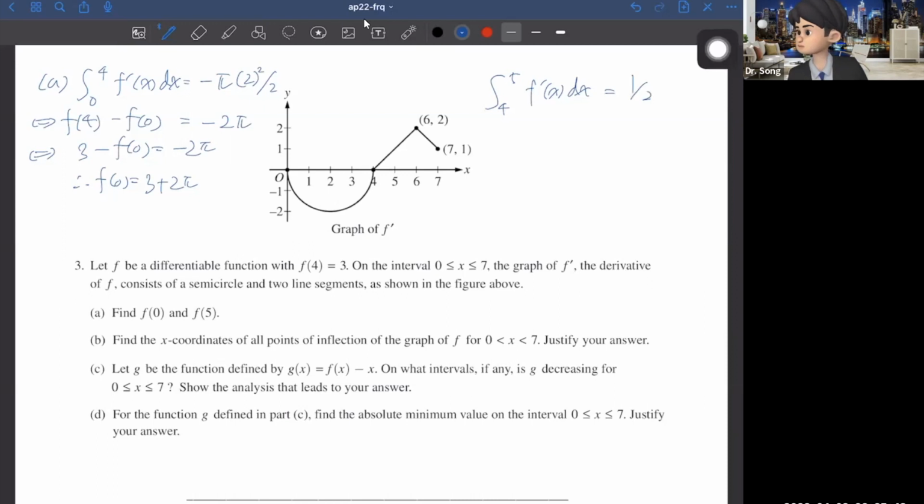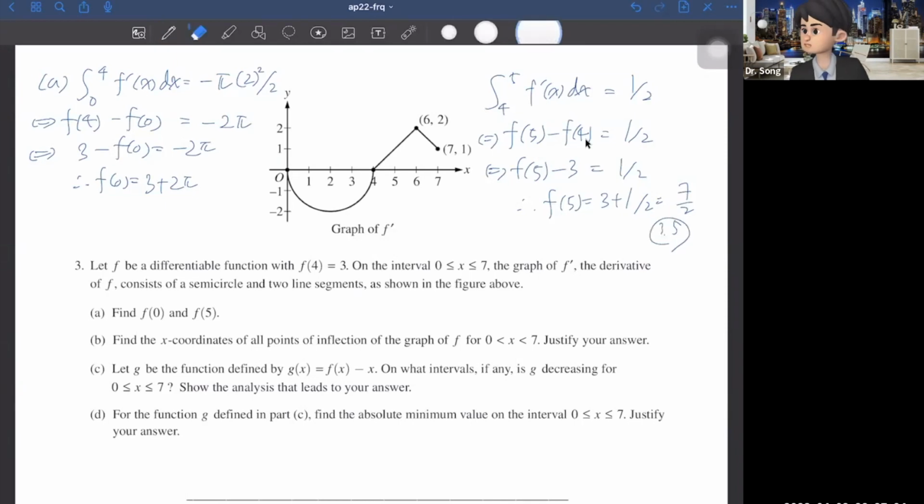Then same as before, the left-hand side is f of 5 minus f of 4. That is 1/2. And then f of 4, we know that's 3. So f of 5 minus 3 equals 1/2. That's why f of 5 is 3 plus 1/2. 3 plus 1/2 is 7/2, or you can say 3.5.